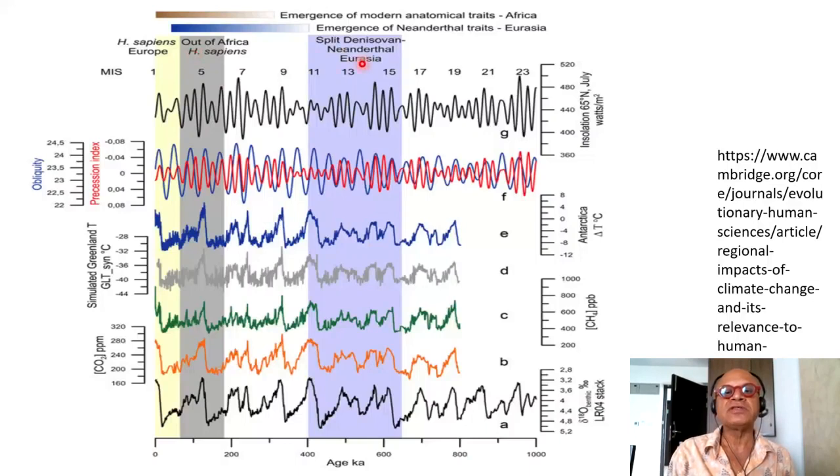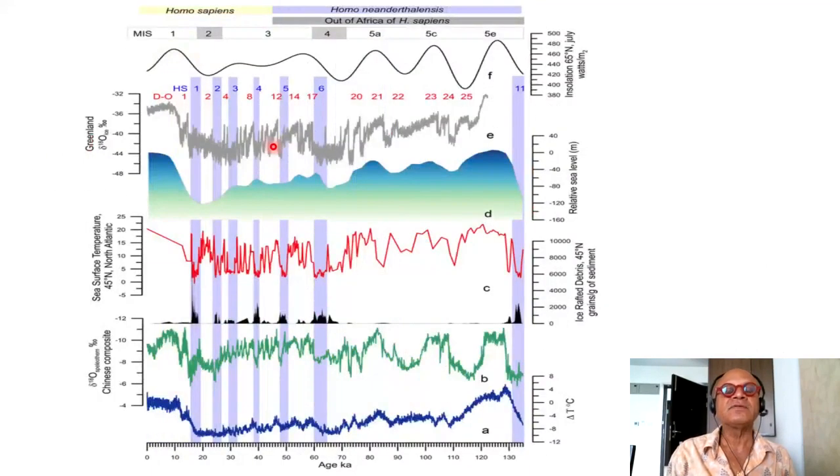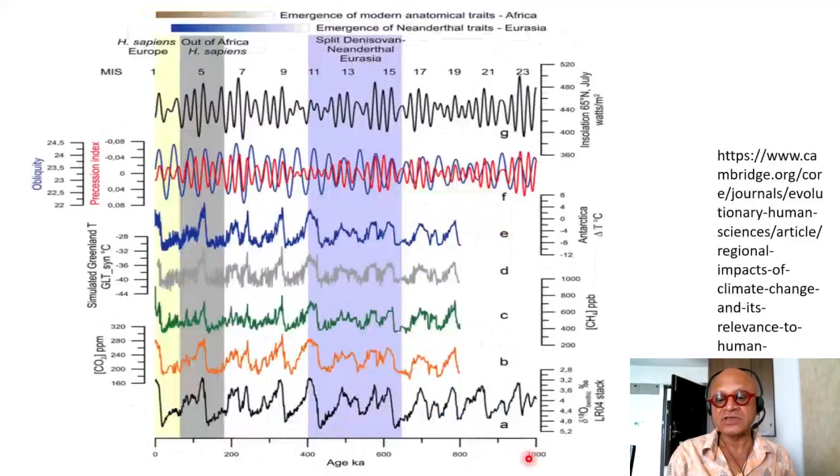So split Denisovan Neanderthals in Eurasia here more recently, and zooming in 130,000 years ago.